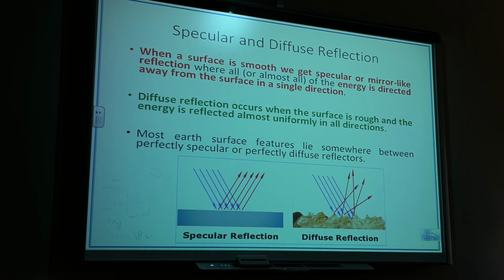Can you give me an example of an even surface? A smooth surface, like the sea. Like the sea, exactly. The water in the sea is smooth, and you will have specular reflection. Okay?